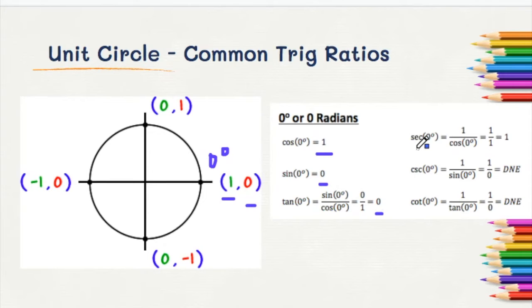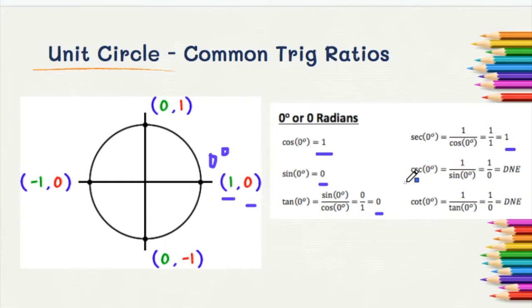For secant, it is the reciprocal of cosine. Quick reminder, reciprocal means that the numerator and denominator are flipped, or you could take 1 divided by whatever it is. Both of those will find you the reciprocal. So for secant here, it is a reciprocal of cosine, so we have 1 divided by cosine of 0, or just 1 divided by 1, which is equal to 1.